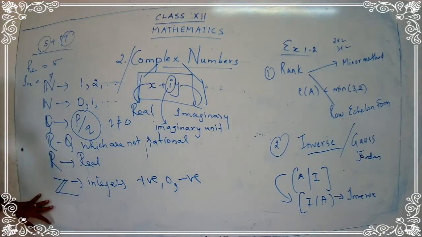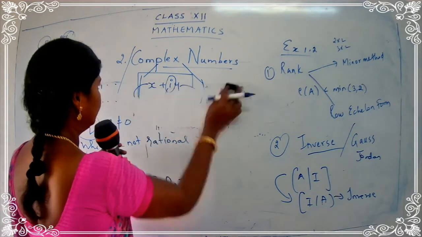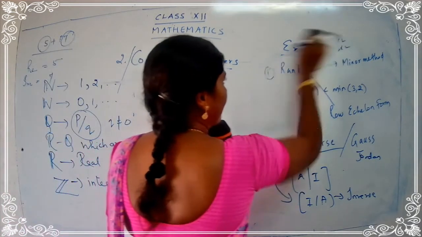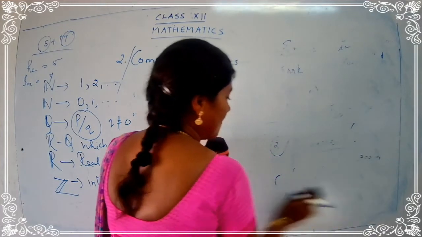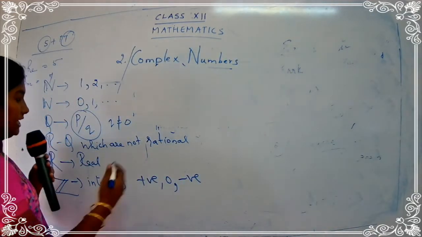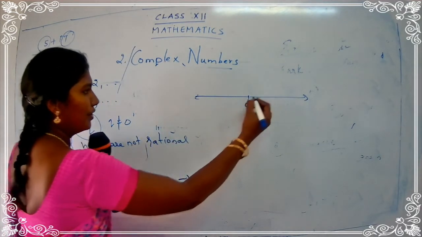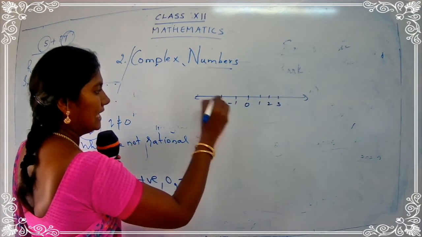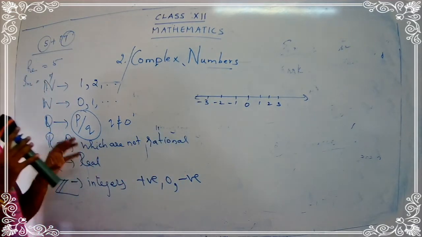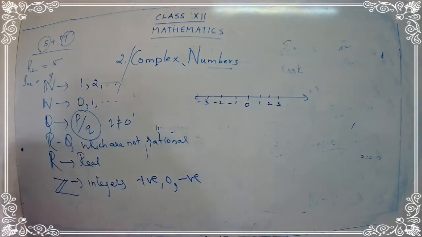Next one, integers. If you have a number line, I'll just draw it over here. The integer is easy to represent using a number line. So you have an origin 0 over here. Then we have all the positive numbers on the right side and the negative numbers on the left side. So integers comprise 0, all the positive numbers, and also the negative numbers. I hope you are clear with the different numbers.